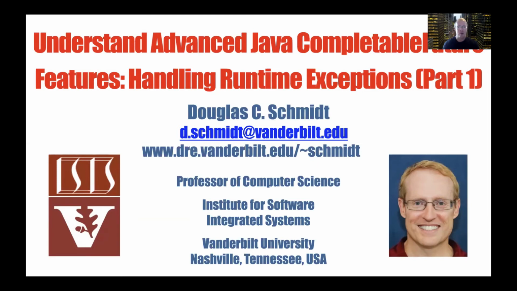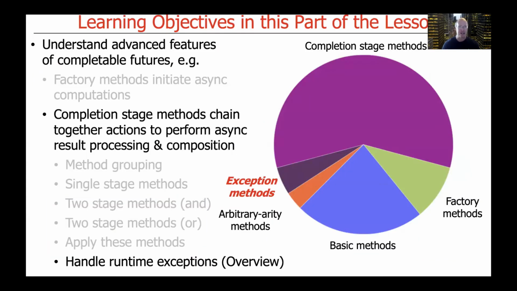What we're going to do now is talk about a certain type of CompletableFuture method, which is used to handle runtime exceptions. You can either think of these as part of the completion stage methods that handle exceptions, or, as I like to do, you can think of them as their own category of CompletableFuture methods. I like to think about them as their own category because it makes it easier to understand, and their semantics are a little different from the completion stage methods we just talked about.